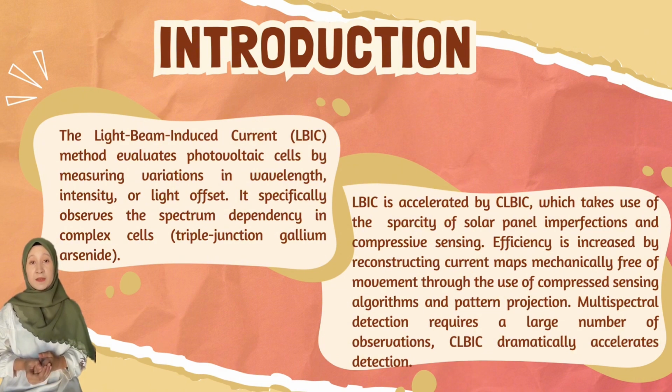LBIC is accelerated by CLBIC, which takes advantage of the sparsity of solar panel imperfections and compressive sensing. Efficiency is increased by reconstructing current maps mechanically free of movement through the use of compressed sensing algorithms and pattern projection. Multispectral detection still requires a large number of observations. However, CLBIC dramatically accelerates detection according to numerous studies.